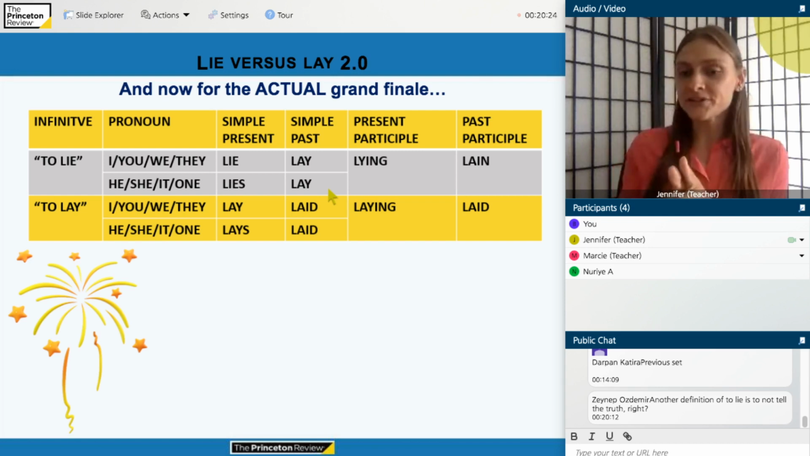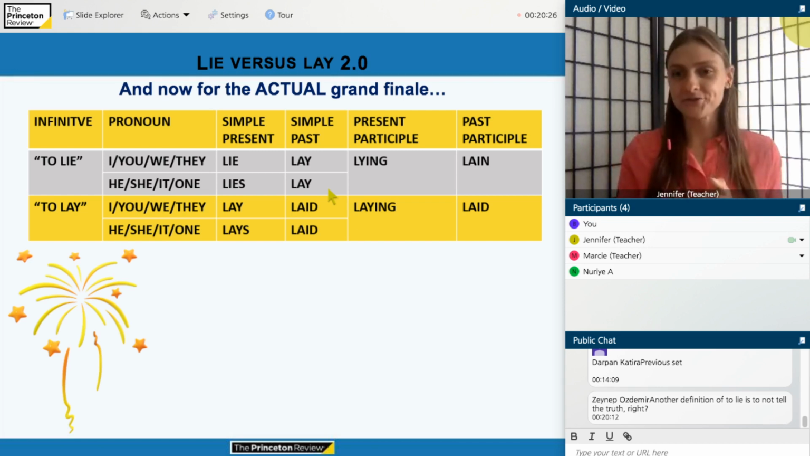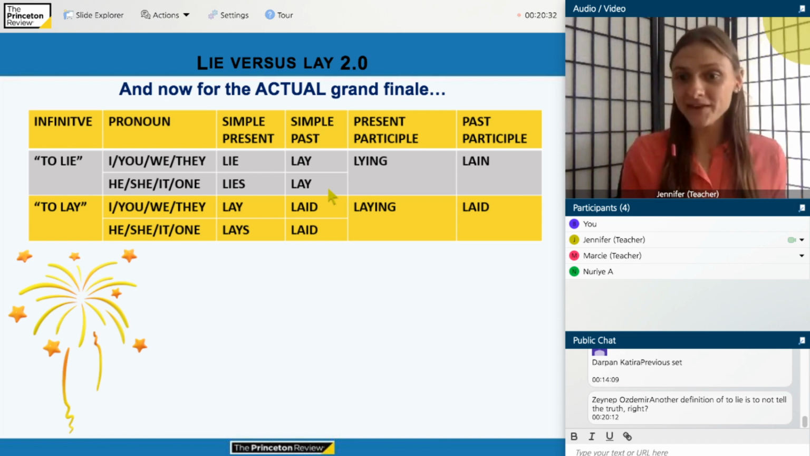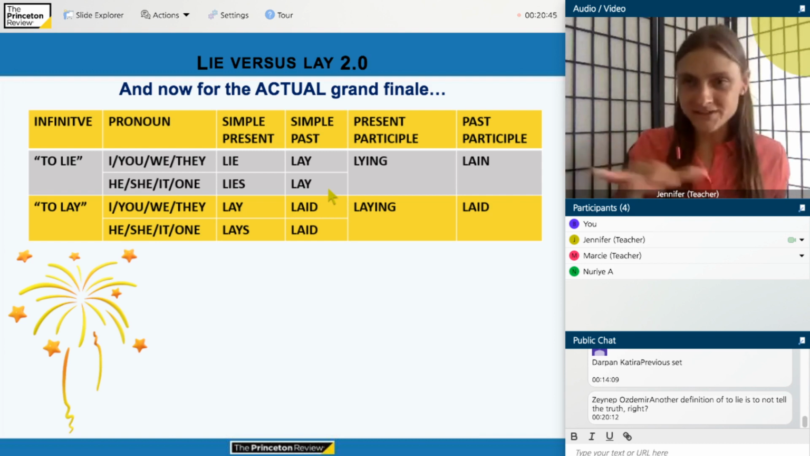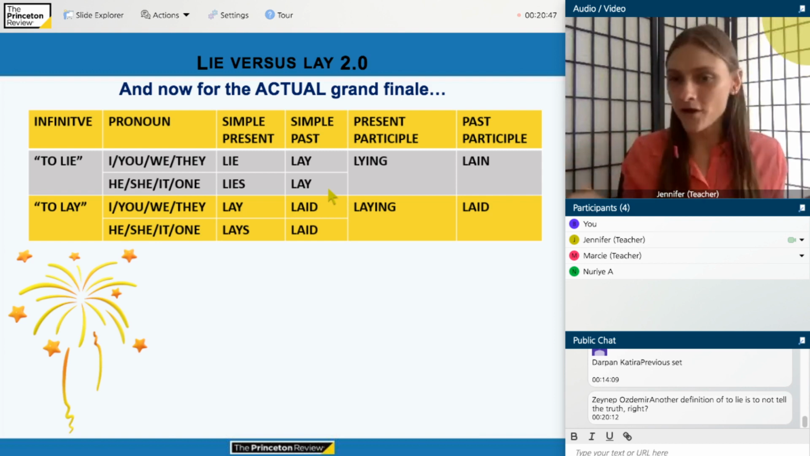I see a comment here. Yes, another definition of lie is to not tell the truth, right? So when I said if you deceive someone, that is to not tell the truth, to misrepresent something. Exactly. And when I say I lie or he lies in the present tense, remember, you could be saying that somebody's misrepresenting the truth or not telling the truth, or that that person is horizontally reclining somewhere or on something. So those two go together, and neither takes an object.